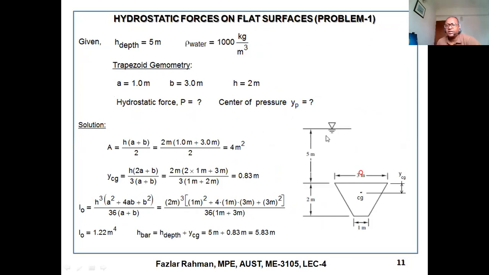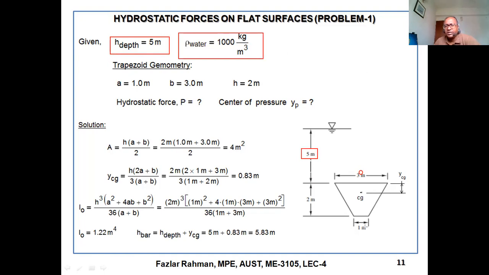At first, you will say given. What is given? Depth of the top surface is 5 meter. That is mentioned over here. Density of fluid, water, is 1000 kg per meter cube.